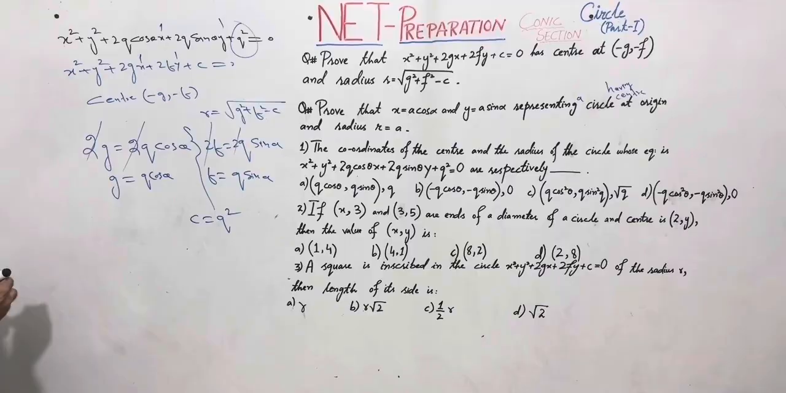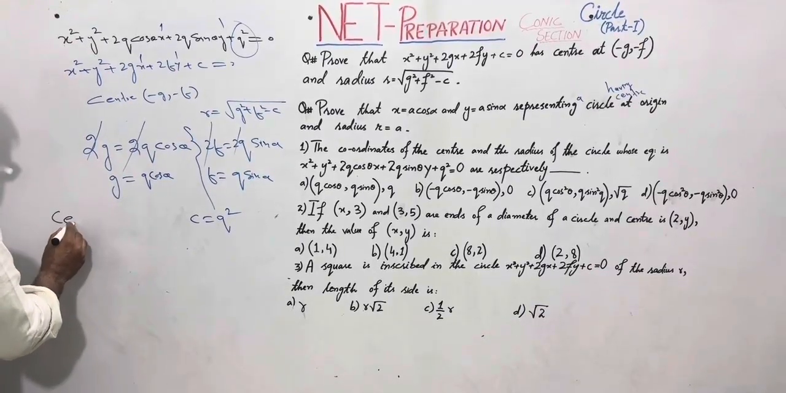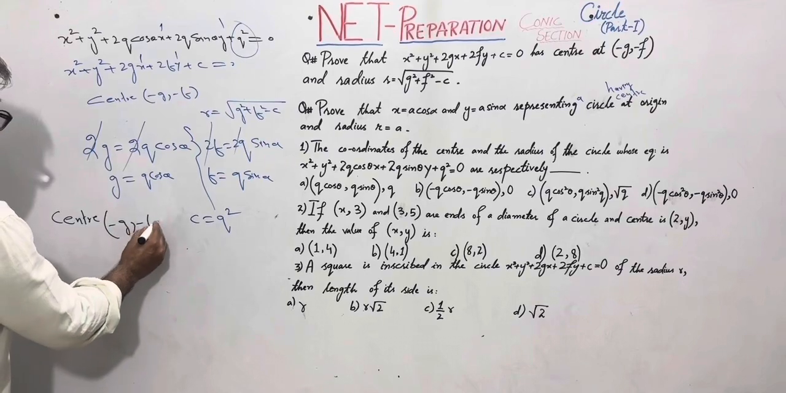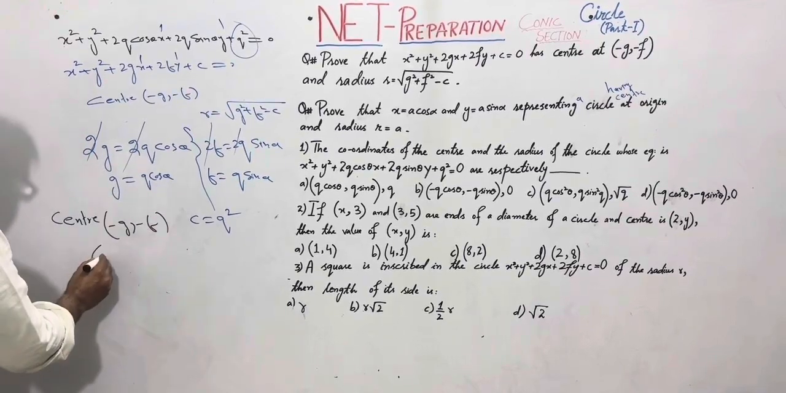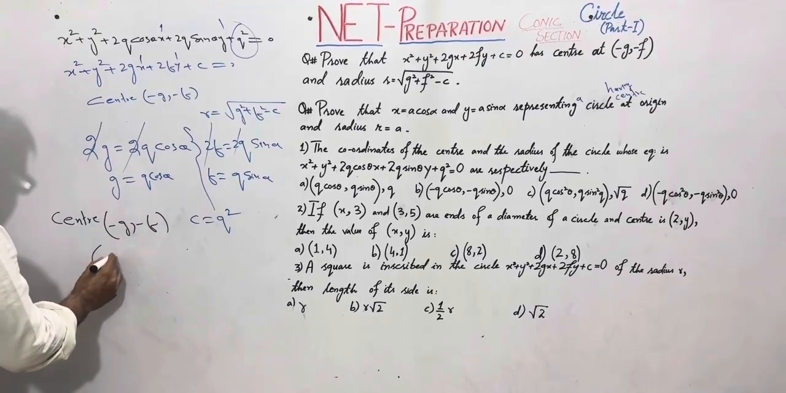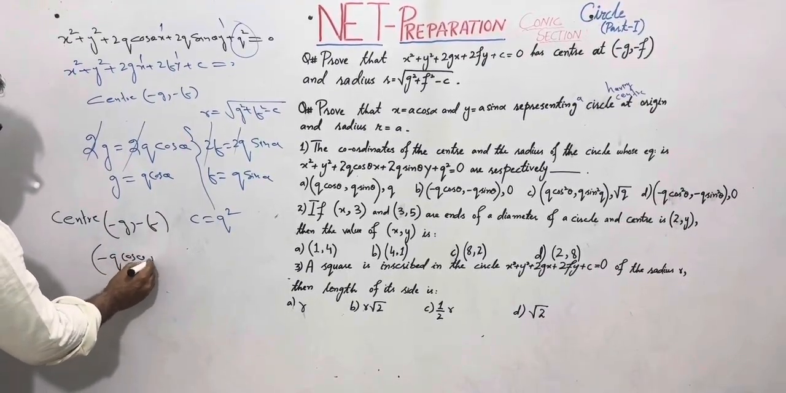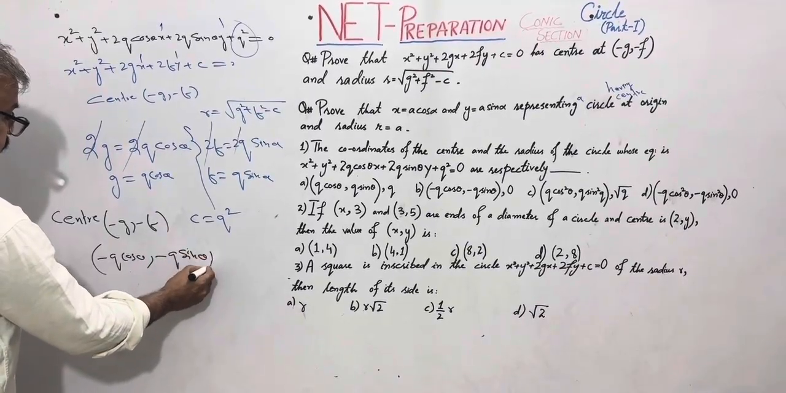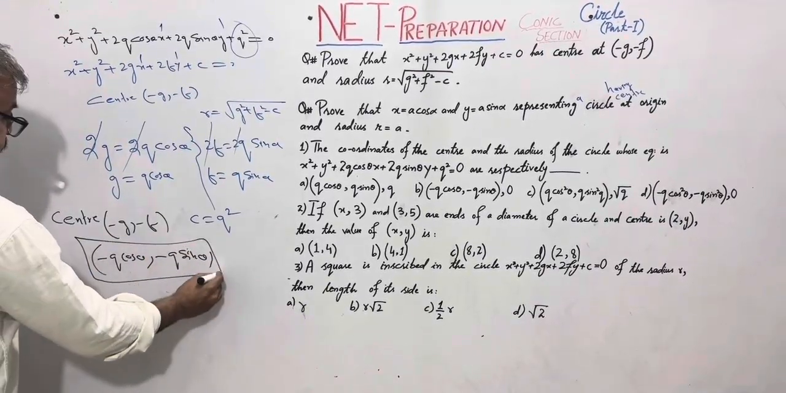So we have the center of our circle as negative g, negative f. We have managed the value of g as q cos theta, so negative q cos theta, and in that case negative q sin theta. That's our center.